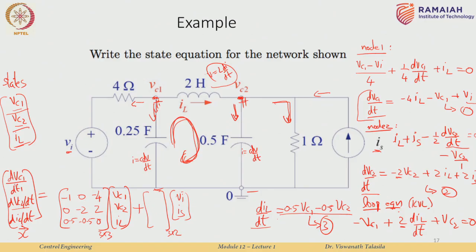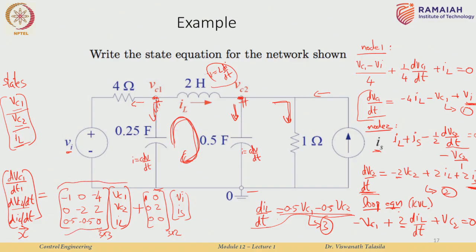And we see that dVc1 by dt from equation 1 depends on Vi. So, I have a 1 over here, it does not depend on Is, so this is 0. dVc2 divided by dt, that is equation number 2, that depends on Is, and you have the constant being 2. So, this is 0, this one is 2. IL does not depend on Vi or Is, as you can see over here. So, this is all zeros. So, this is the basic state space model for this electrical network.